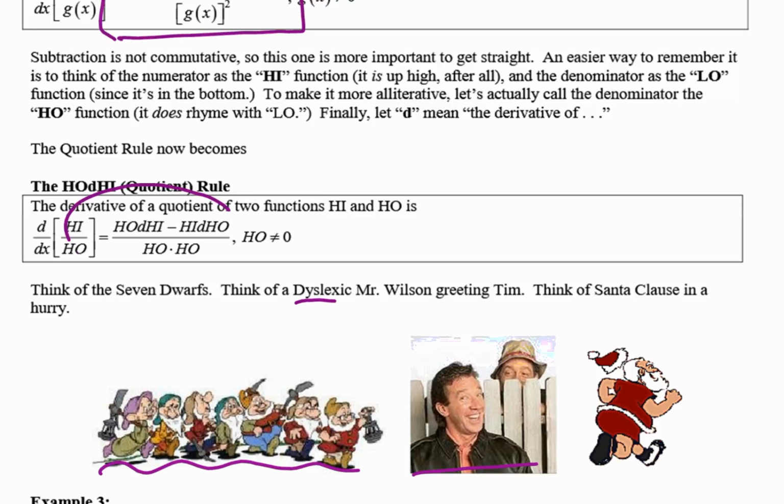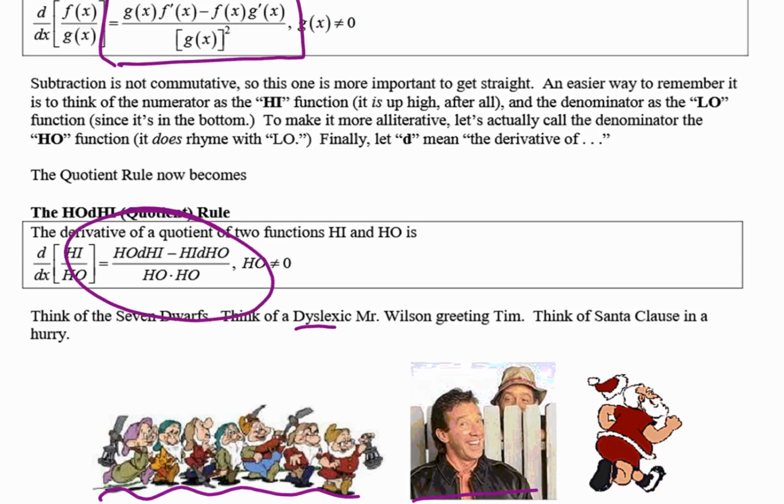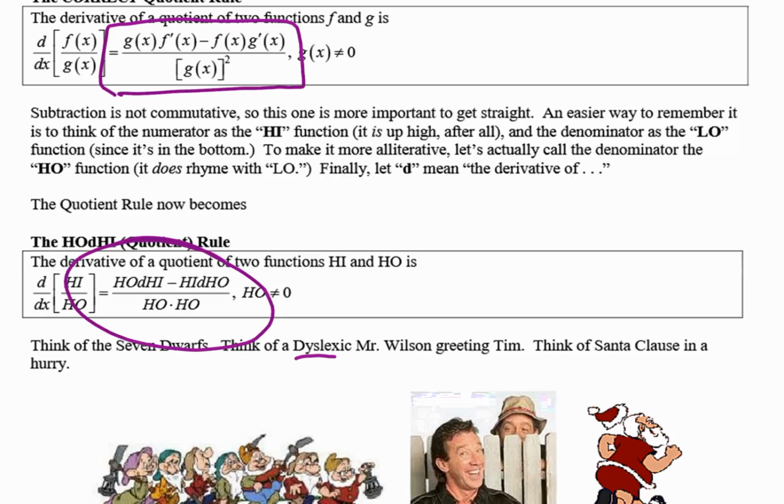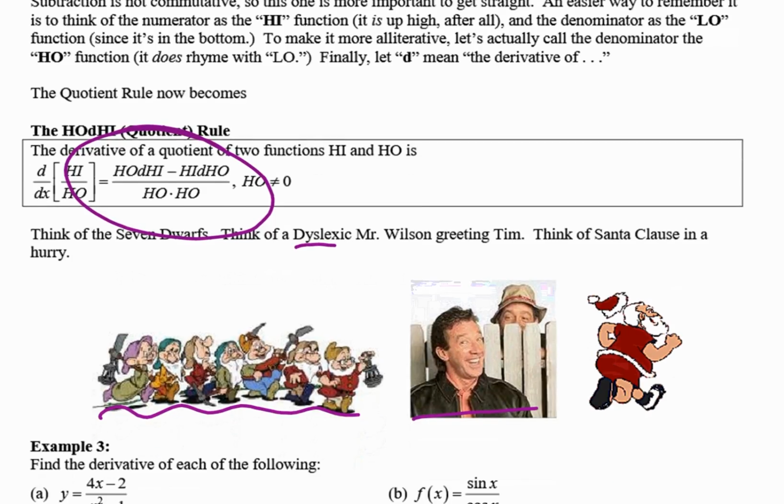So we have this quotient rule. You can think about the top, the numerator, as the high function, and the denominator as the bottom function, the ho function, or if you don't like that, you can say low, but we're going to say ho-de-hi minus hi-de-ho, all over ho-ho. You can make the bottom sound better. I don't know what to do with it.